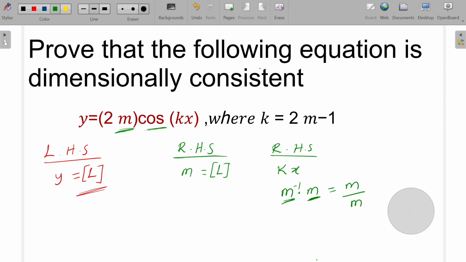So what we are saying is this whole thing here is cancelling. The m and the m we have here are cancelling. So on the right hand side, we have only the dimensions of L. Also on the left hand side, we have the dimensions of L. So basically, this formula is dimensionally correct.